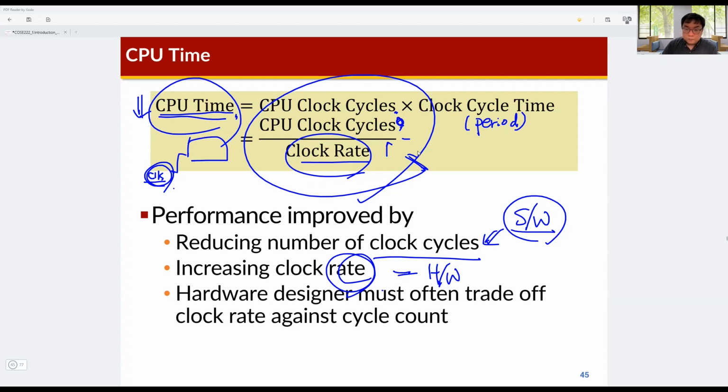Okay, so actually the equation is easy, but we need to explain from this equation. The equation tells us that we need to reduce the number of clock cycles, and also tells us that we need to increase the clock rate. That is the effort of the hardware, and this is the effort of the software. So we need to focus on both software and hardware.